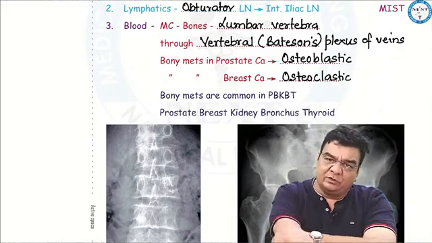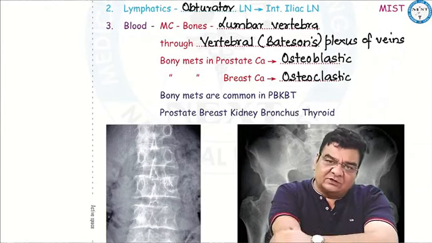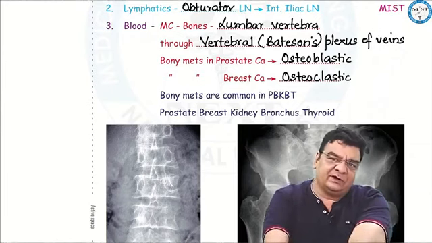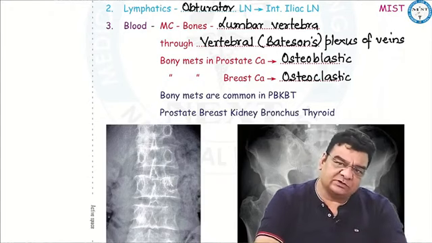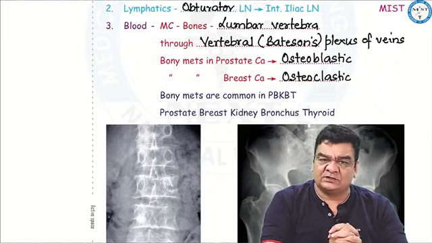Breast cancer, if it is spreading into the bones, it is going to break the bones. But prostate cancer spreading into the bones may be associated with new bone formation. That is why we say that bony metastasis in prostate cancer are osteoblastic. Breast cancer, they are osteoclastic.